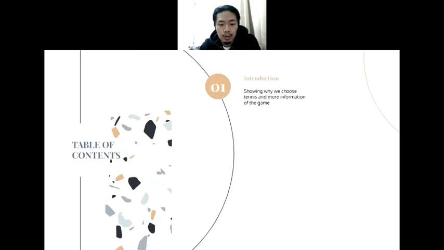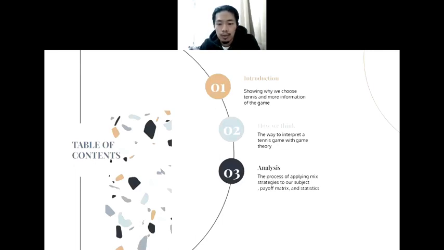First, in the introduction, we're going to let you know what kind of sport we chose as the subject, the reason why we chose it, and more information about the game we analyzed. In the second part, we're going to show the way we interpreted a tennis game with game theory. In the third part, we're going to show you the process of applying mixed strategies to our subject, and also show you the payoff matrices and statistics. In the last part, we're going to show you what we found in our analysis and our opinion.